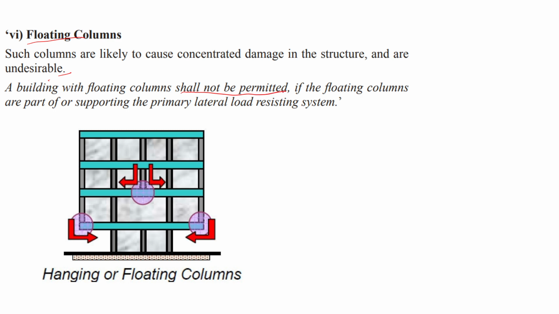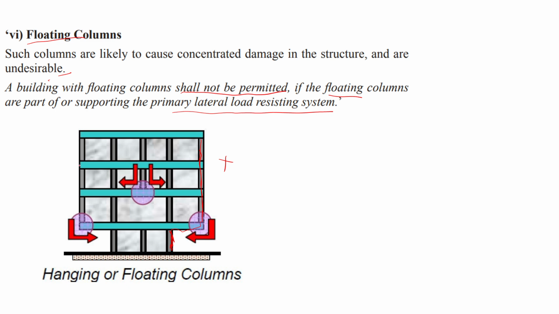It is not permitted in any case if the floating columns are part of the primary lateral load resisting system. See, a building with floating columns shall not be permitted if the floating columns are part of supporting the primary lateral loads. See, primary load resisting system means, in this case, this column is there, and this is the one that is distributing the load to this one, correct? And it is a primary part of the lateral load resisting system, and that shouldn't be allowed.